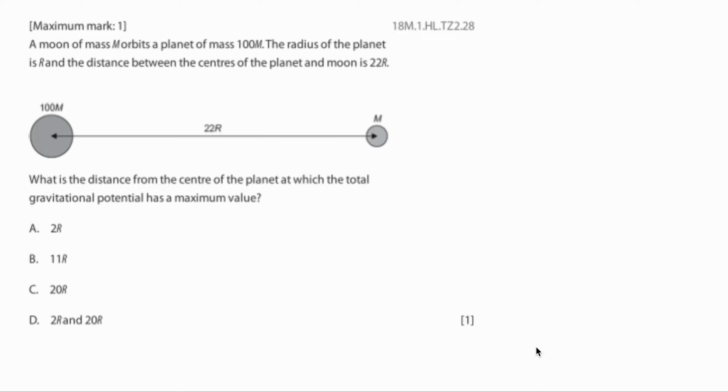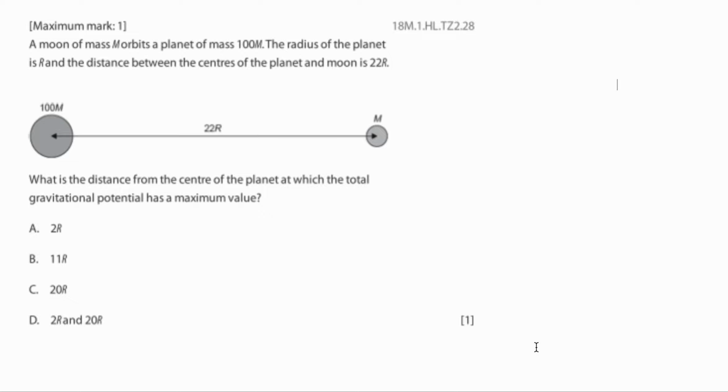from the IB examinations. This is a paper 1 HL question worth 1 mark. A moon of mass m orbits a planet of mass 100 m. The radius of the planet is r and the distance between the centers of the planet and the moon is 22 r. What is the distance from the center of the planet at which the gravitational potential has a maximum value?